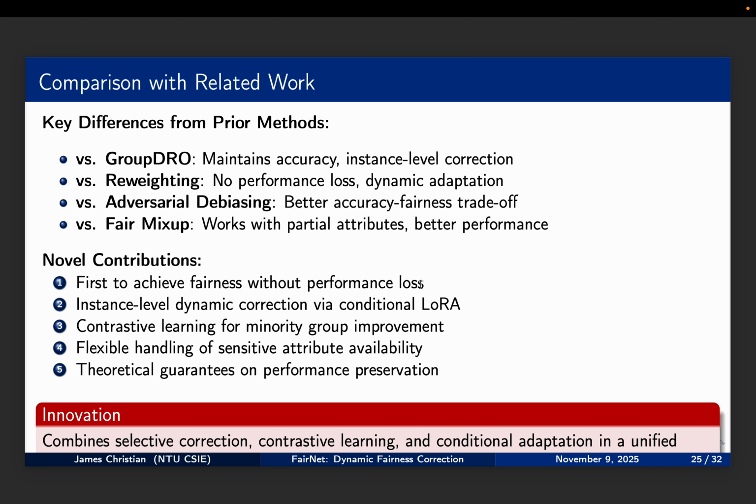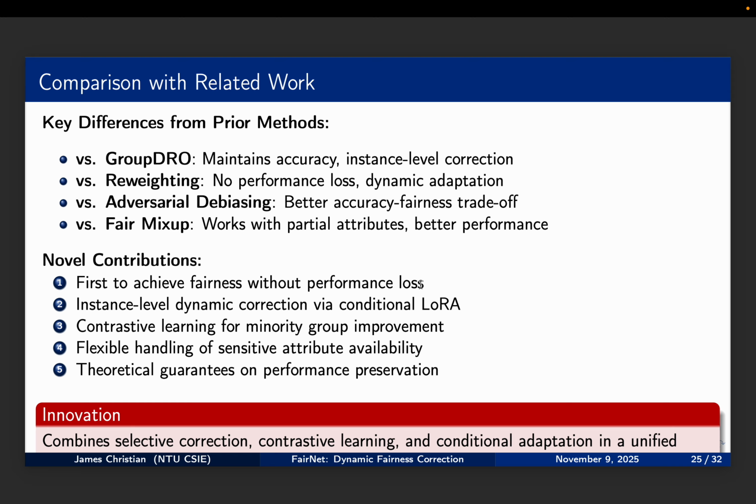Let me compare FairNet with related work. Compared to Group DRO, FairNet maintains accuracy and provides instance level correction. Compared to reweighting, FairNet has no performance loss and enables dynamic adaptation. Compared to adversarial debiasing, FairNet has a better accuracy fairness trade-off. Compared to fair mix-up, FairNet works with partial attributes and has better performance.